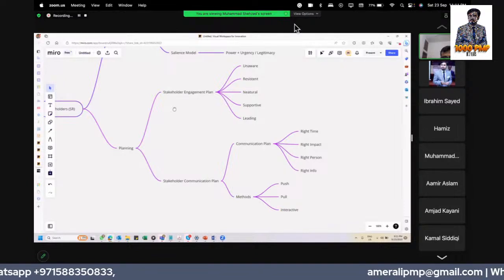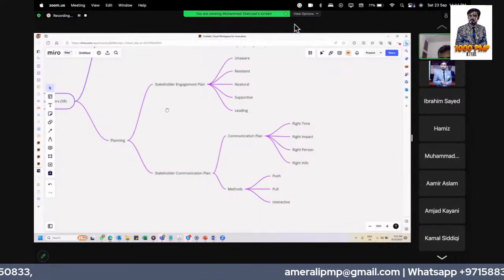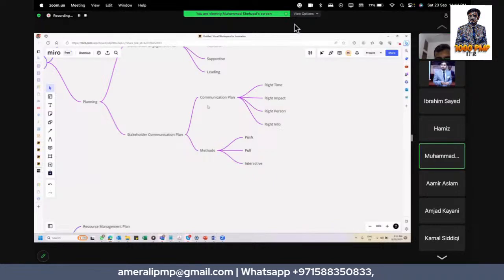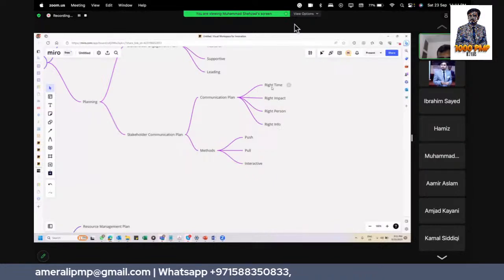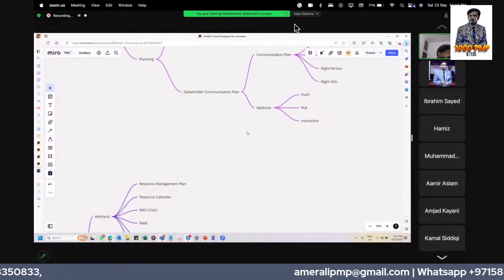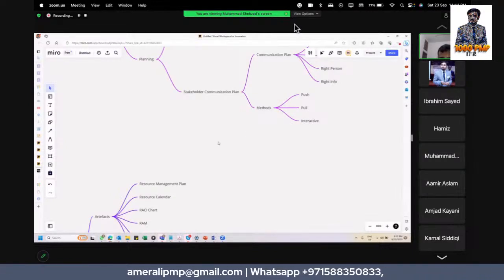In the communication plan, we have 4 rights of communication: right time, right impact, right person, and right information. Another is communication methods: push communication, pull communication, and interactive communication.